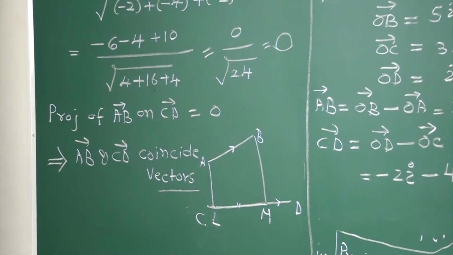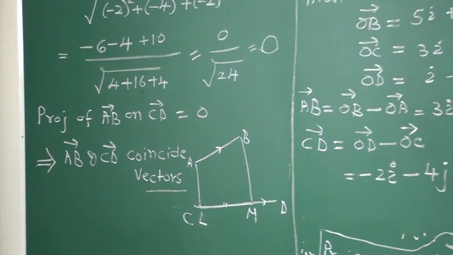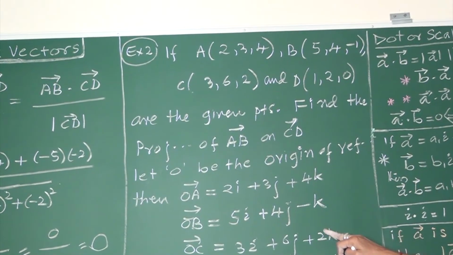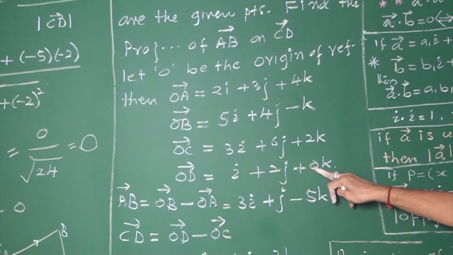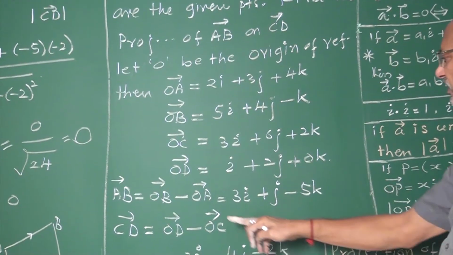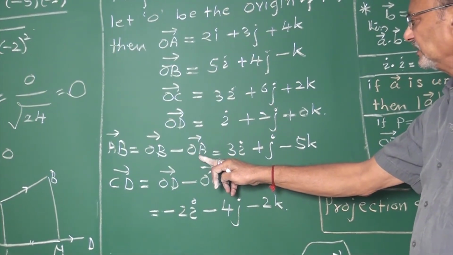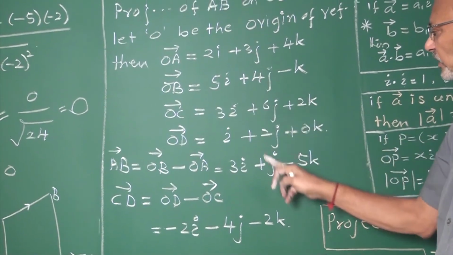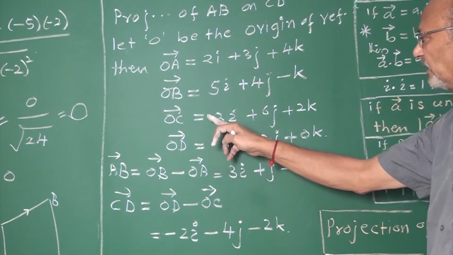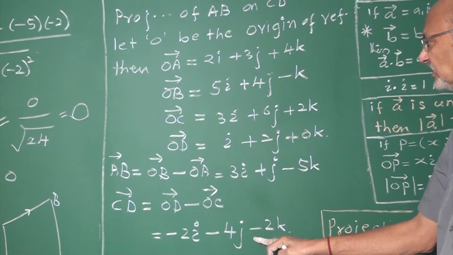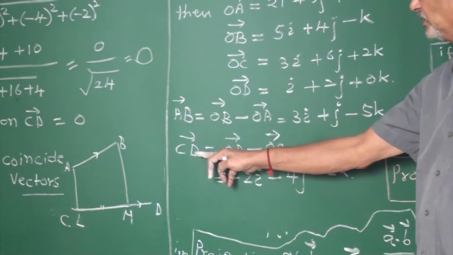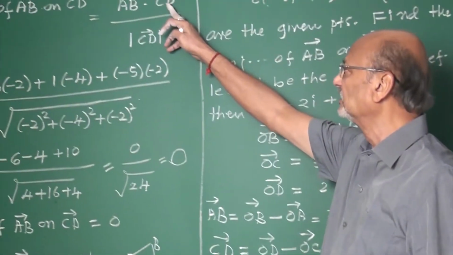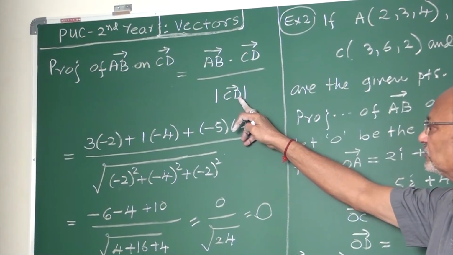Yes, my friends. Hope understood. The vectors are given in the form of points. Write the position vectors. After finding the position vectors, find the vectors AB and CD. AB is OB minus OA, and CD is OD minus OC. This minus this. Then the projection of vector AB on CD is AB dot CD upon the magnitude of CD.